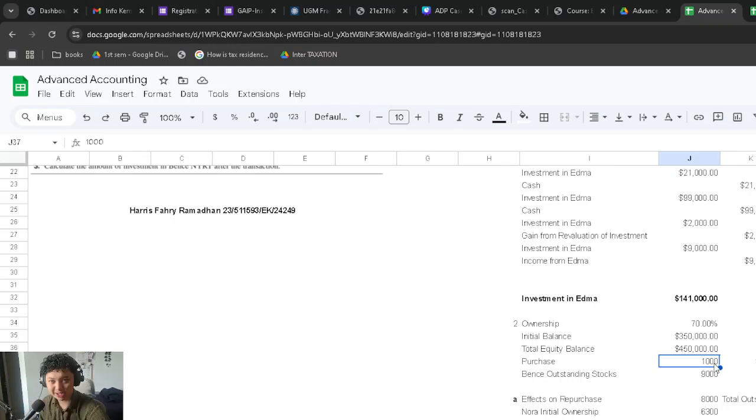So there's a change in ownership, if you get what I mean. We can already tell that it will be an increase because now it's worth more. And I calculate this by comparing 6,300 to 8,000, which gives us this percentage.